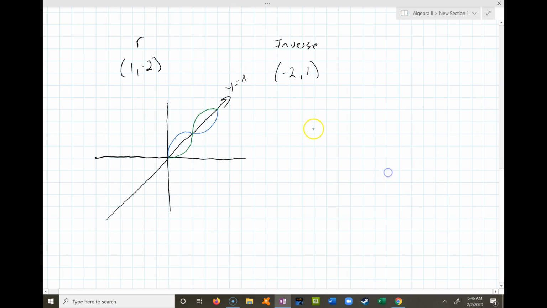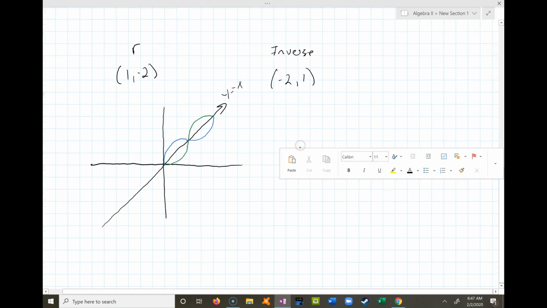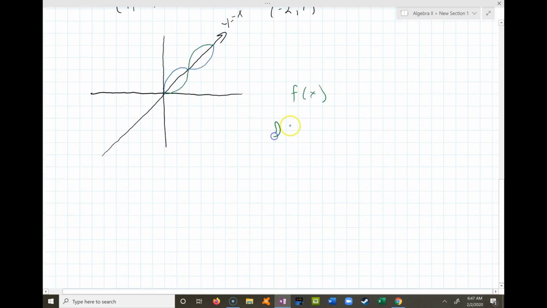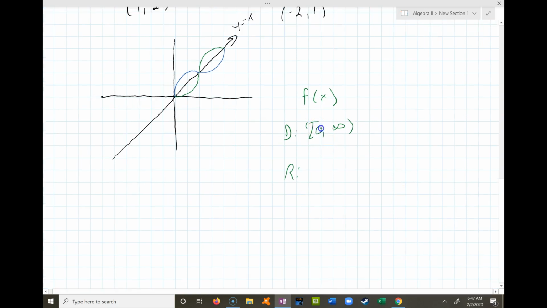So if f of x has a domain, let's say, of 0 to infinity, for example, and a range of all real numbers, let's say, so from negative infinity to infinity.